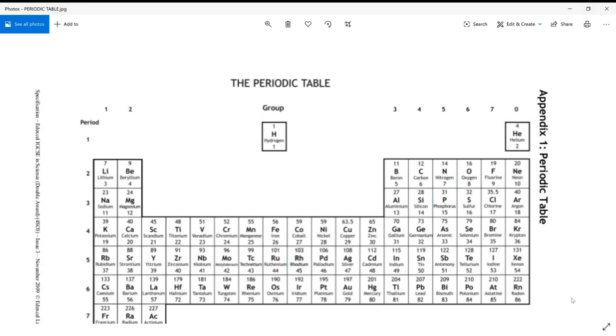I don't want you to panic. Do not learn by heart that the reactivity increases down the group. You have to know why. You have to know the reason and to be able to describe it. Lithium has two shells. The outer shell is closer to the nucleus than in sodium, which has three shells. The attraction between the nucleus and the outer shell of lithium is stronger.